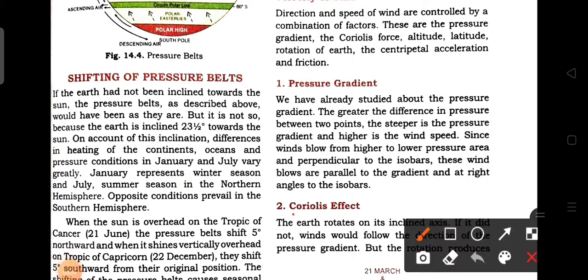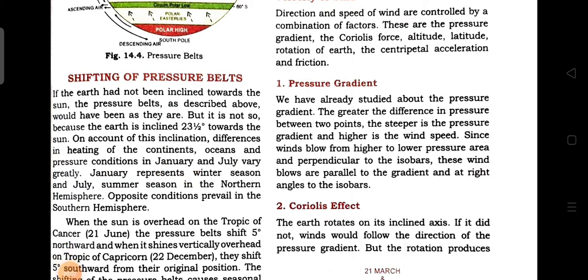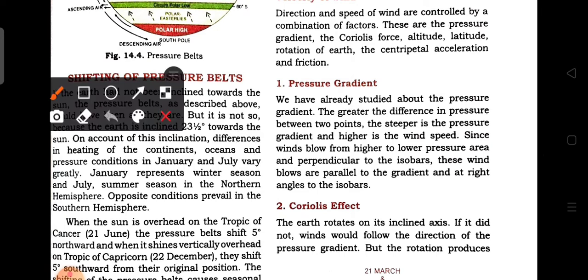Next comes the Coriolis effect. So, what is the Coriolis effect? Previously we learned that due to the Earth's rotation, the wind moves in a deflected direction, known as Coriolis. If the Earth were not inclined on its axis, the wind would follow the direction of the pressure gradient.